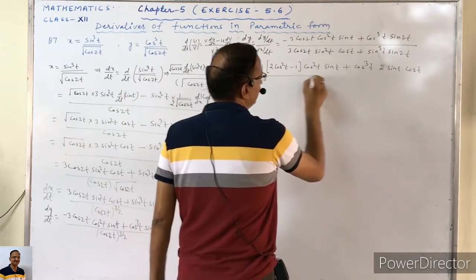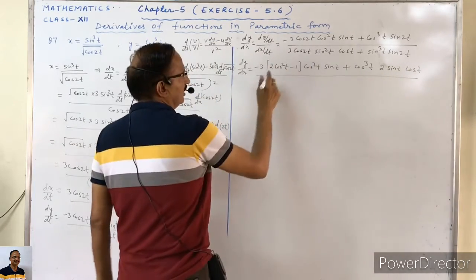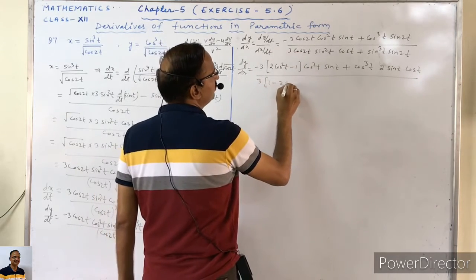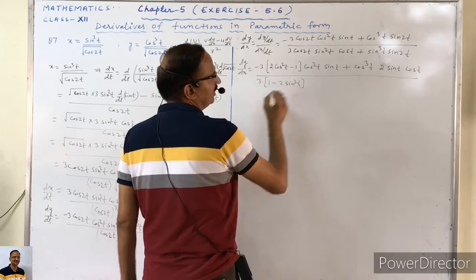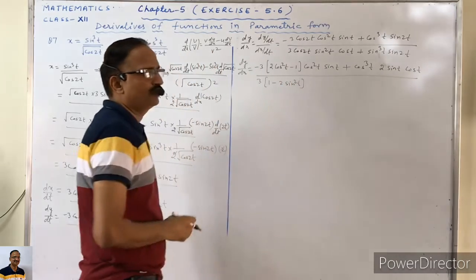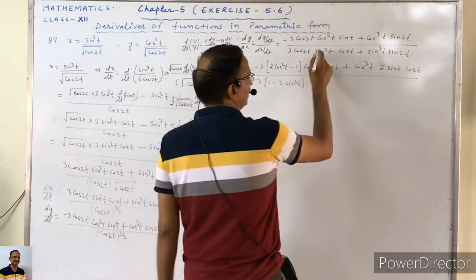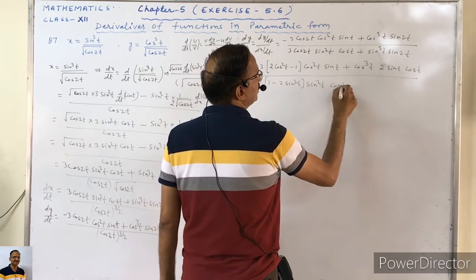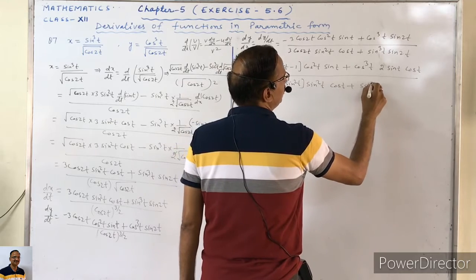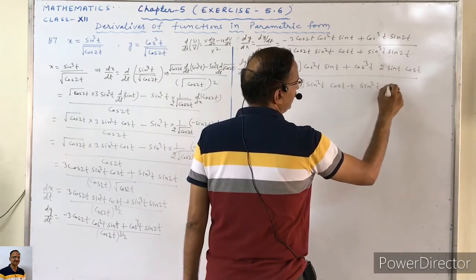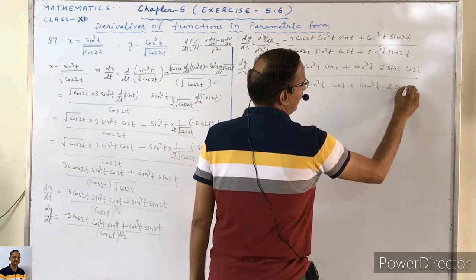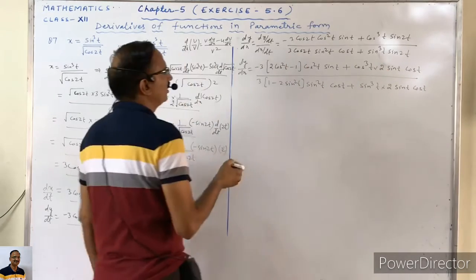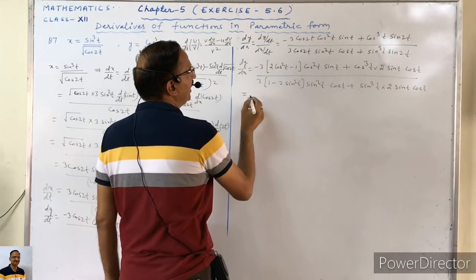In the denominator, this 3 is as it is. We will put the value of cos 2t as 1 minus 2 sin square t. So we are putting the different values of cos 2t. This one is as it is, sin square t. This is cos t. This is sin cube t, and the value of sin 2t is 2 sin t cos t. Now open the bracket.